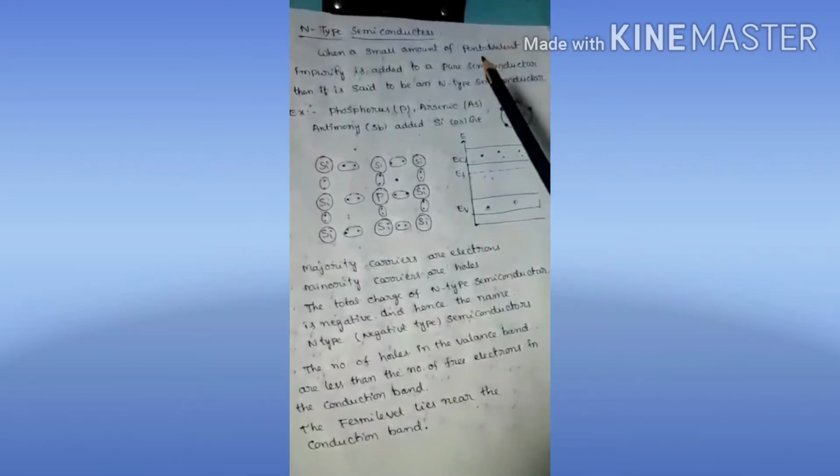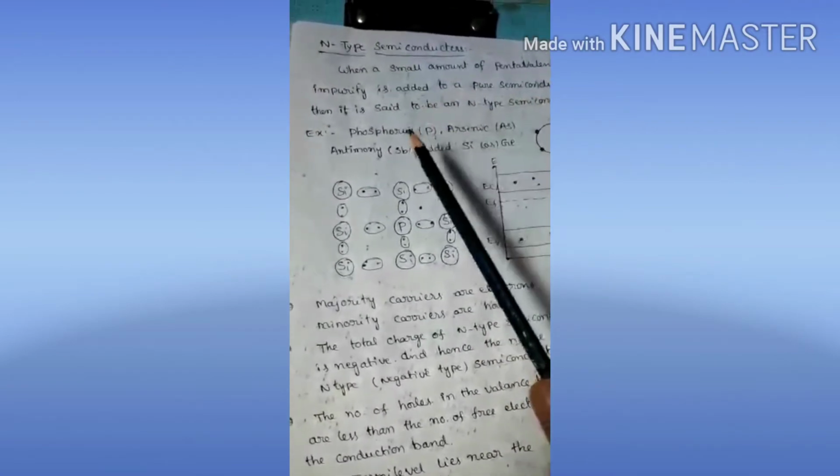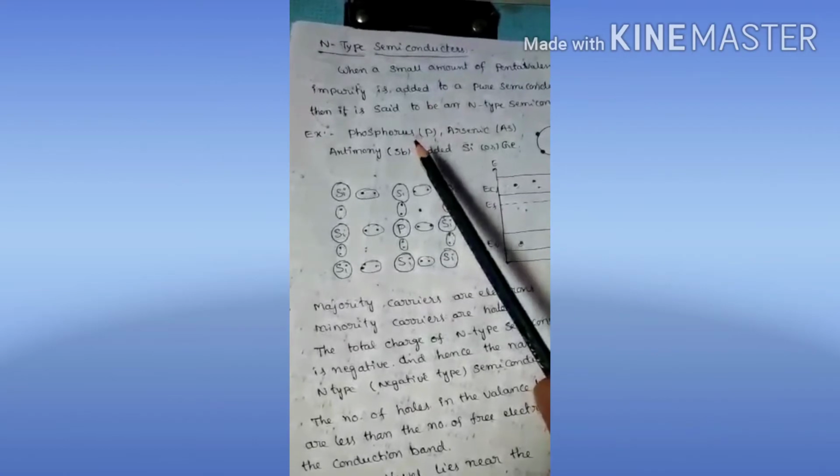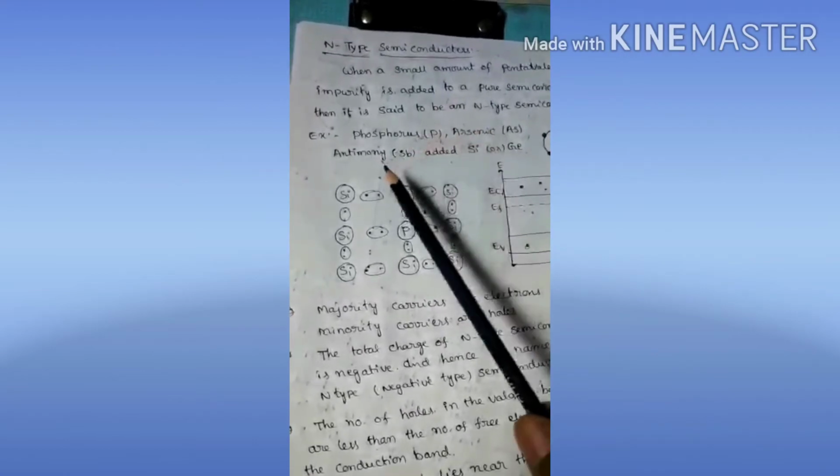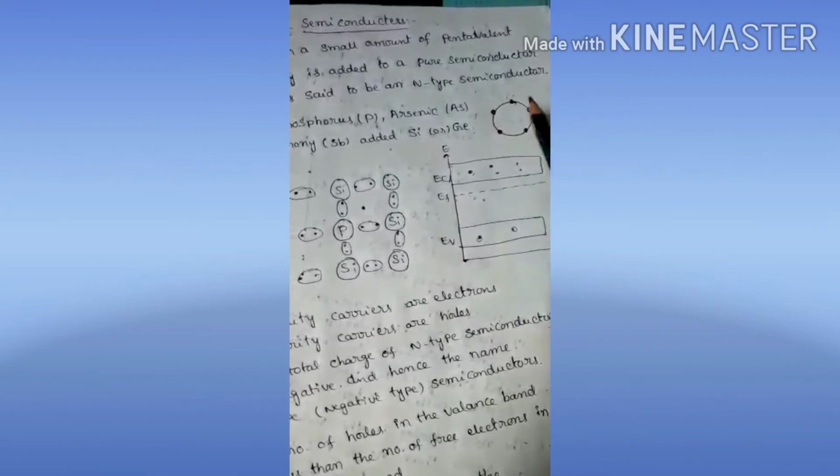And the n-type semiconductor. What is the n-type semiconductor? When a small amount of pentavalent impurities is added to the semiconductor, it is said to be an n-type semiconductor. Examples: phosphorus, arsenic and antimony, added to silicon and germanium. These are pentavalent; the valency of these atoms is 5.